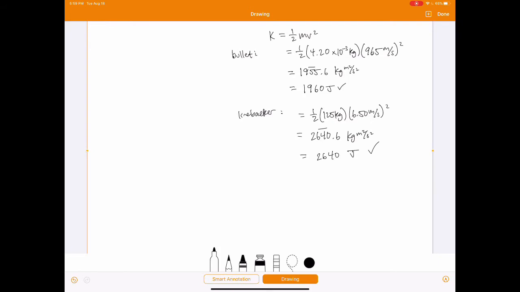So that may be a little bit surprising, that a person just running down a football field can have more kinetic energy than a bullet. But the point is, the energy of the bullet is packed into a much smaller space. So that's why it's much more dangerous.